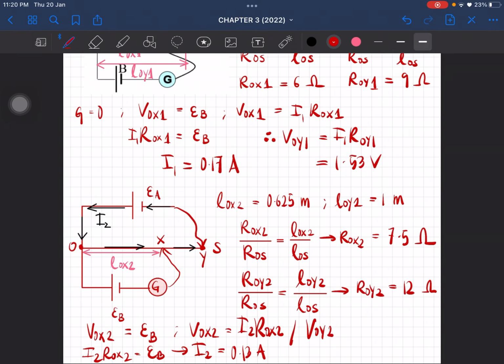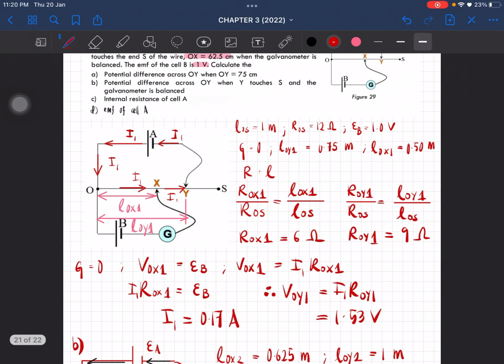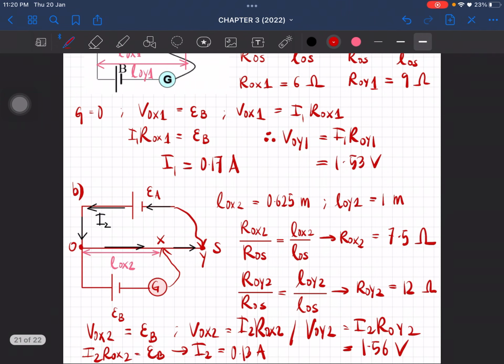Okay, so dari sini kita substitute dalam ini untuk dapat, so kita guna VOY2 equal to I2 ROY2. So you'll get 1.56 volt. Okay, so this is question B. This one here is question A. Okay, boleh faham ka? It's okay. You'll understand it more when you start doing the exercises. For this one, if you need help with the exercises, I can help you untuk potentiometer je.